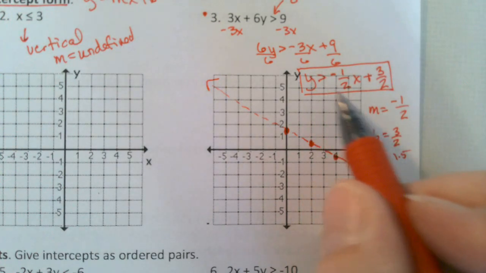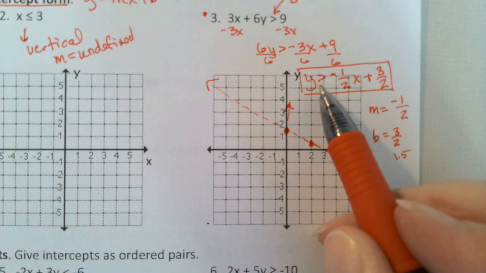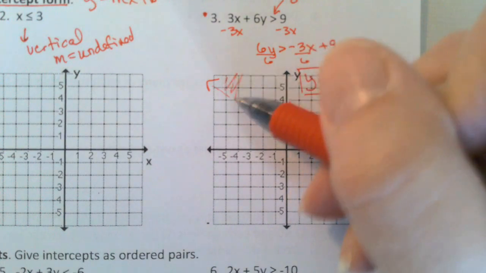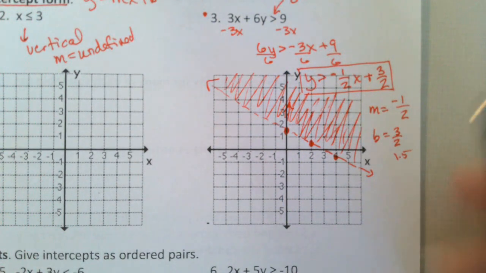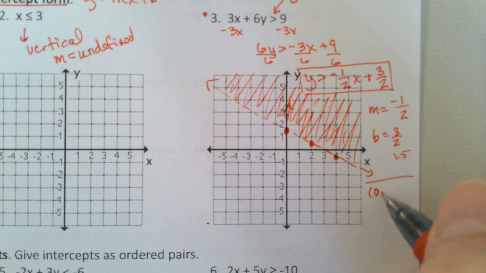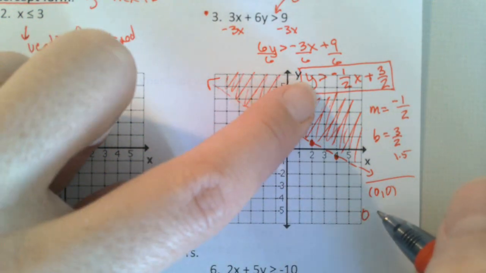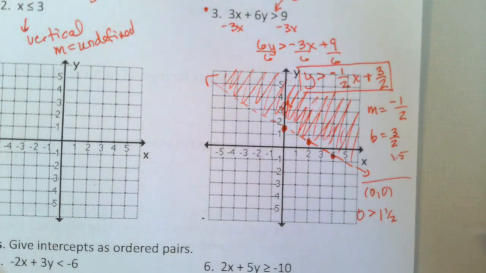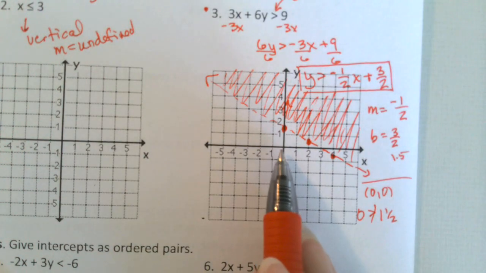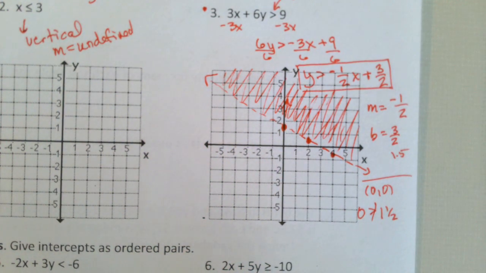So y is greater than this. That would be going up this axis. Y is greater than the line. Now, if you don't like that method, that's okay. You could also use a test point. The easiest test point is 0, 0. So I take my 0, I plug it in. Is 0 greater than, that'd be 0. Is 0 greater than 1.5? No. So if 0, 0 doesn't work, then everything on the other side works. Okay, definitely not enough room for me to show all that work.